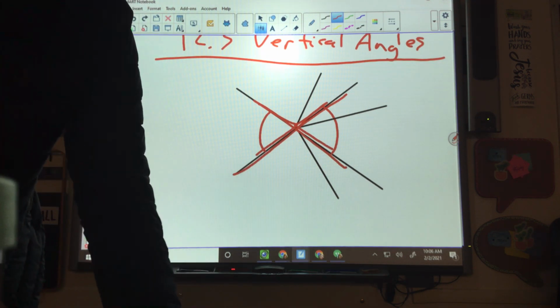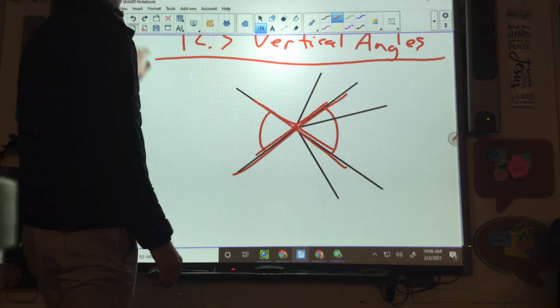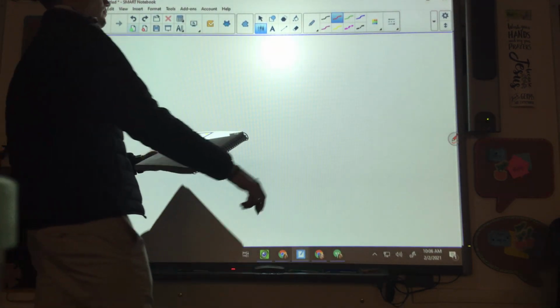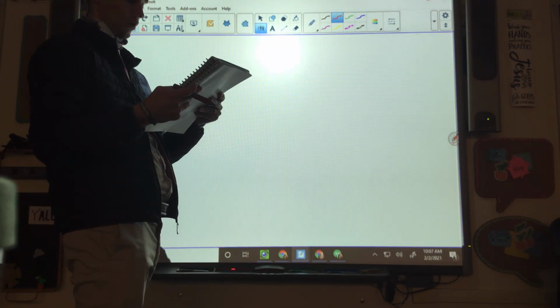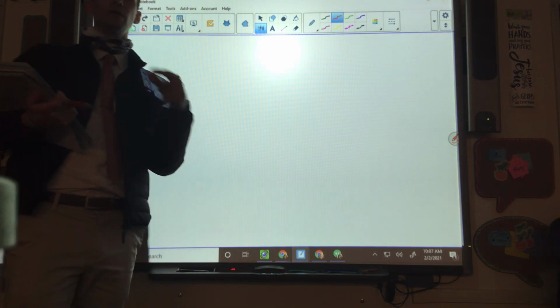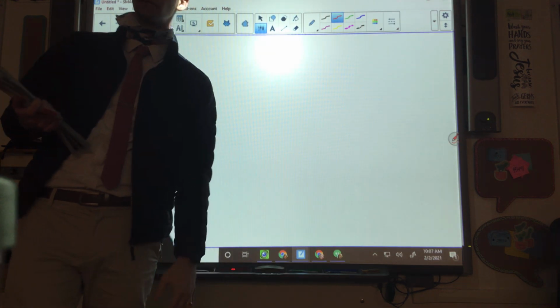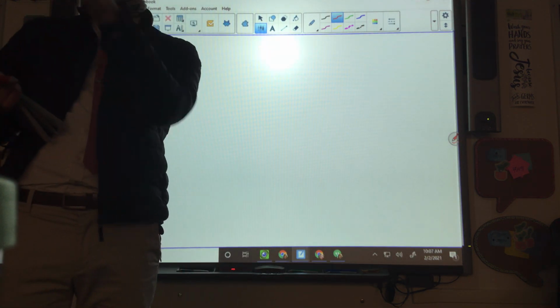Okay, if we go over to page 175, it's got guided practice number 1. The figure shows the four angles formed when two lines meet. It asks you to find the measure of angle P. If you're at home, pause this and find the measure of angle P with the protractor.